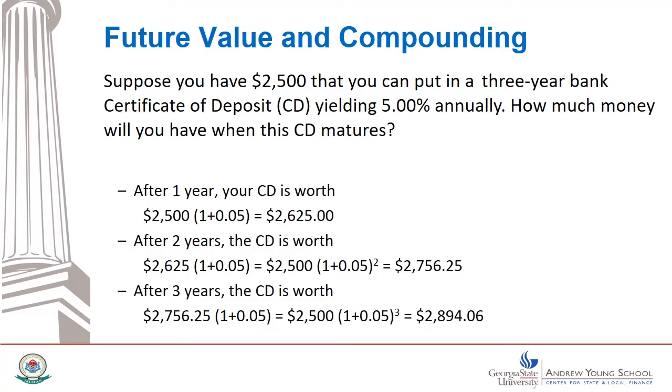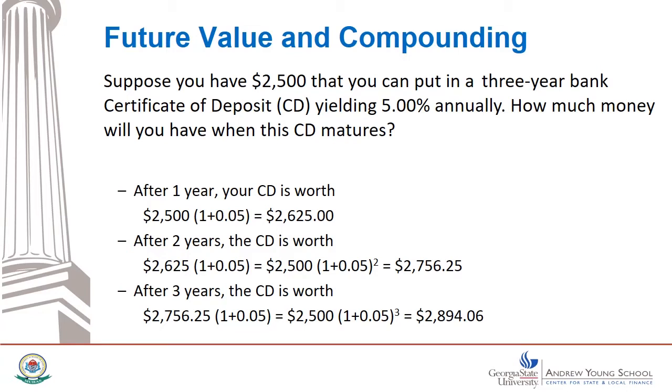After 1 year, your bank certificate of deposit is worth the initial present value of $2,500 times the product of 1 plus the rate of 5%. The result is $2,625. After 2 years, the CD is worth that $2,625 times the product of 1 plus 5%, or $2,756.25. A shortcut to avoid the prior steps is to compute it this way.